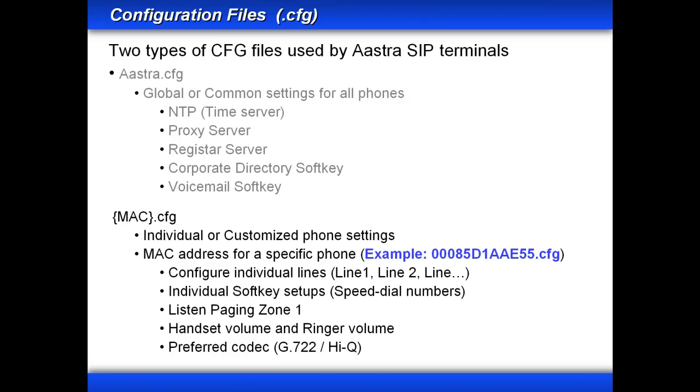I would use this file to configure individual lines. For example, line 1, line 2, line 3, and that would be things like the screen name, phone number, password. I can set up an individual soft key. For example, I might want to set up a speed dial number. Setting up paging zones and telling this phone to listen for a specific paging zone. I can set up the handset volume, ringer volume, and I can choose a preferred codec, such as the G.722 codec, so I can take advantage of Astra's high-Q wideband technology. These are just a few examples of what might be included in the config files.